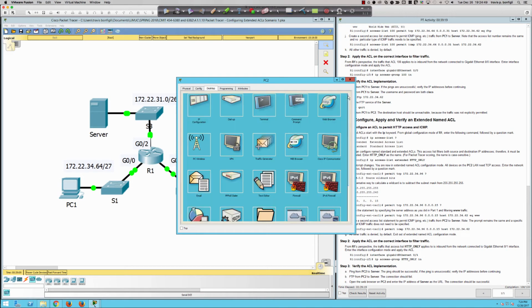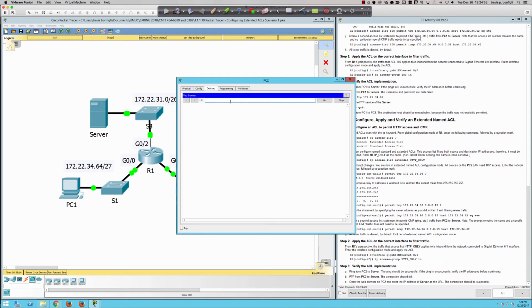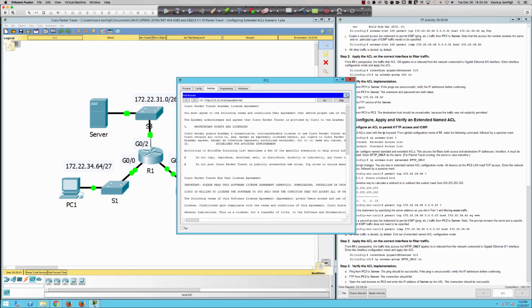Now I'm going to close this. I'm going to open the web browser up, and we're going to go to 172.22.34.62, and I'm going to say go, and we'll probably get, yeah, a little small page. We'll go back, copyright message, right? Okay, so we're going to close that out.